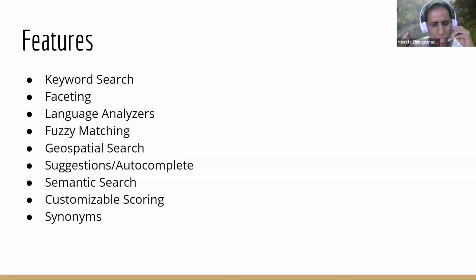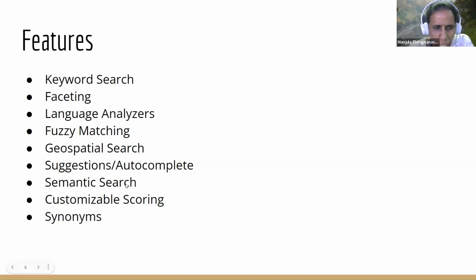Fuzzy matching is like, if you misspell a word or make any typo, it guesses the right word and then it searches. Geospatial searches, like you can search for hotels nearby, or you can search for a place within 10 kilometers or something like that. So that is geospatial search. Then also there is autocomplete or suggestions.